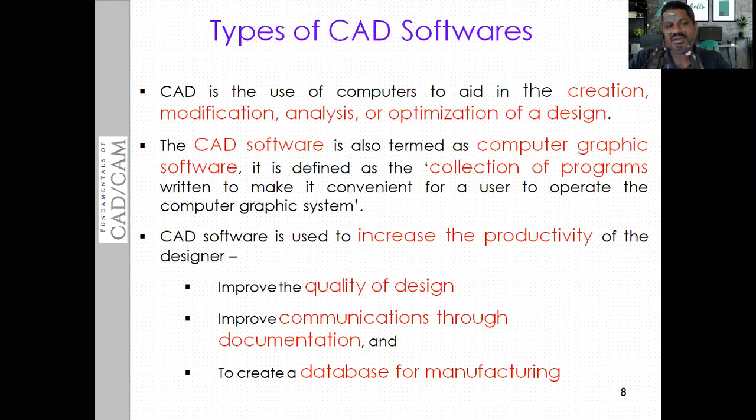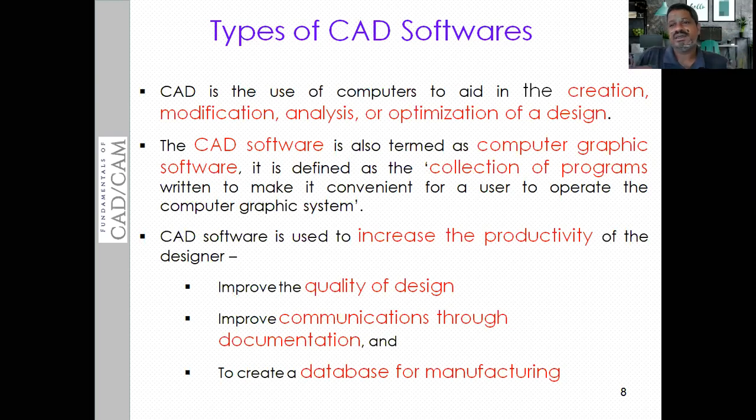CAD software is also termed graphic software because we are using a graphical user interface and dealing with images. That's why we call it graphic software. Then it is also defined as a collection of a number of programs. Take any application, WhatsApp, Facebook, Twitter, or the PUBG game. Just imagine thousands of lines of code. Thousands of lines of programs will run in the backend to show something on the screen.